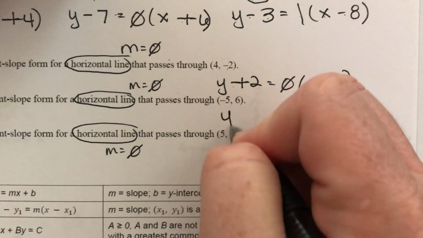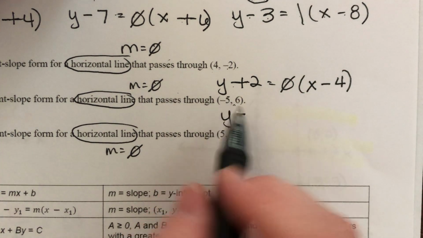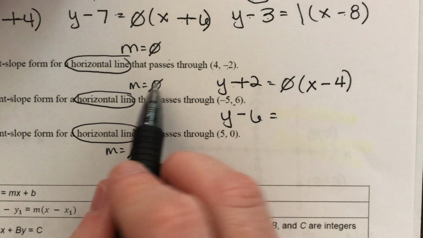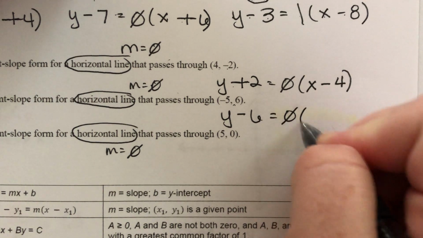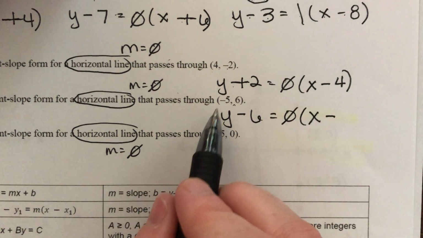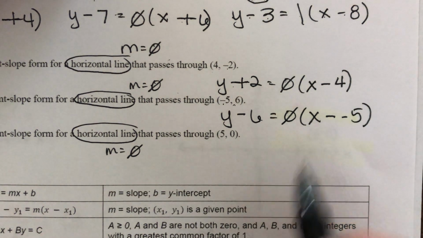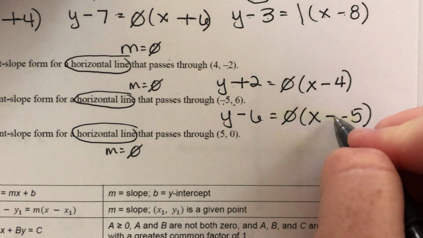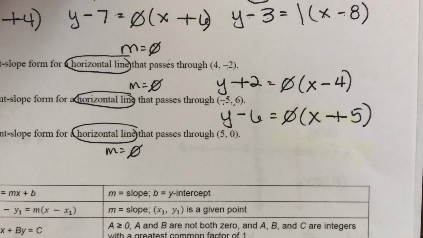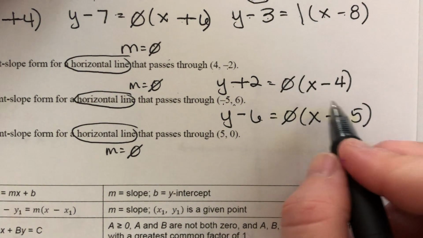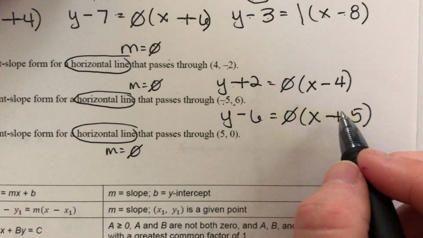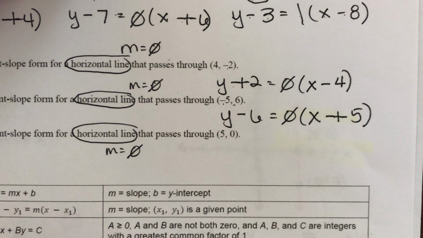Okay, next one, y minus my y value, which is 6, equals my slope, which is 0, times x minus my x value, which is -5. And the only thing I have to simplify here is that double minus sign. I have to change it to a plus. And when you rewrite it, you don't have to have this goofy looking plus sign. It just looks like that because I combined two minus signs.